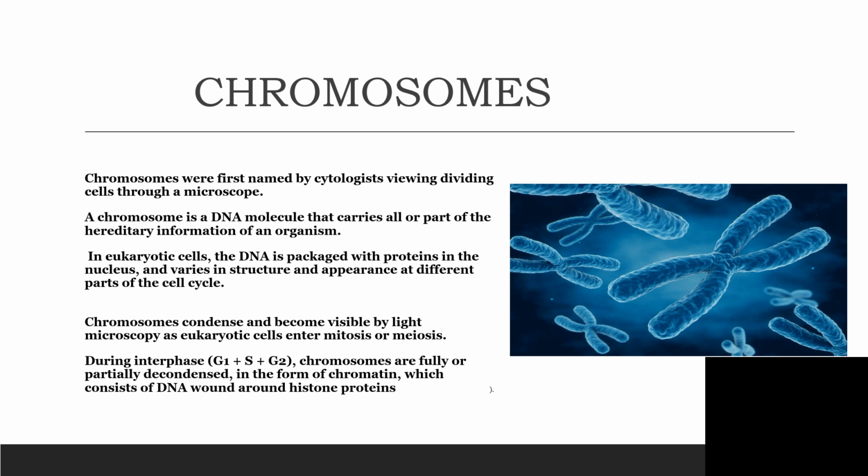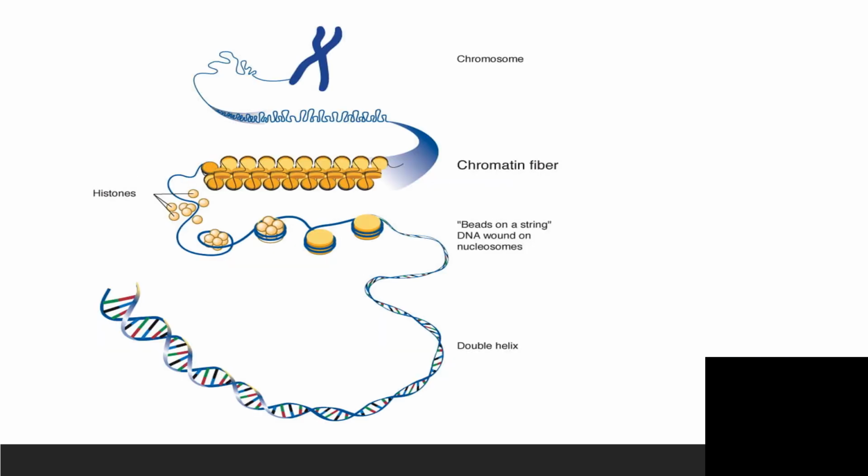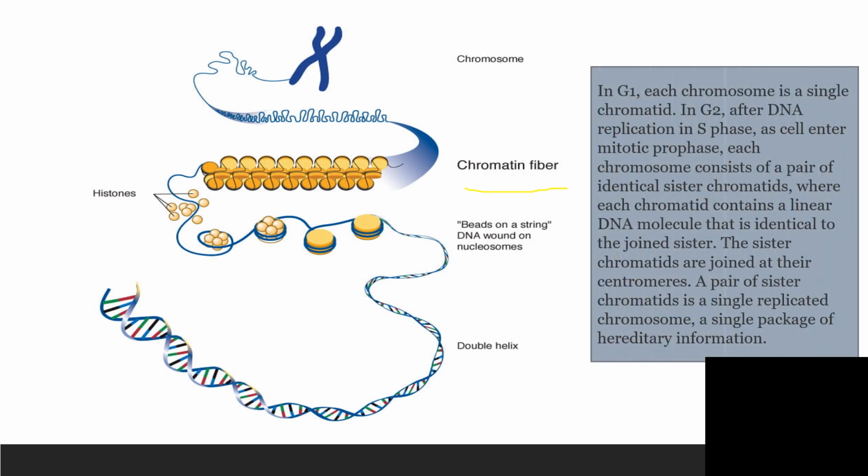During interphase, that is the G1, S and G2 phases, chromosomes are fully or partially decondensed in the form of chromatin that consists of DNA wound around histone proteins. As you can see here, these are the chromatin fibers, which consist of DNA that is wound around the histone proteins.